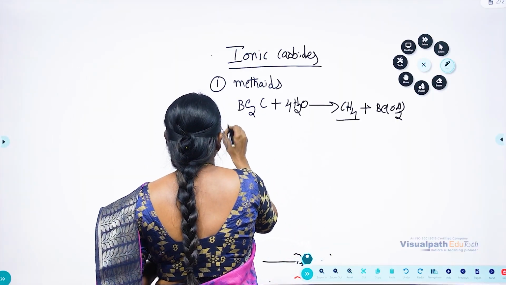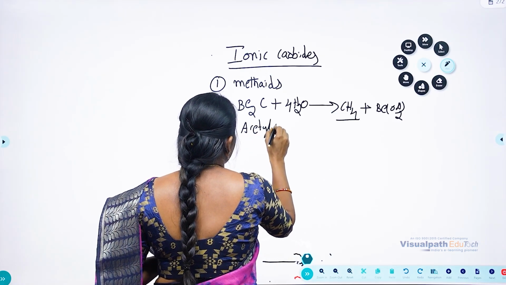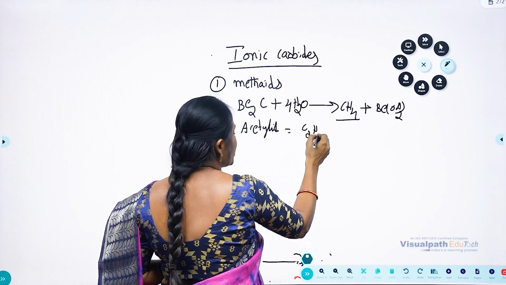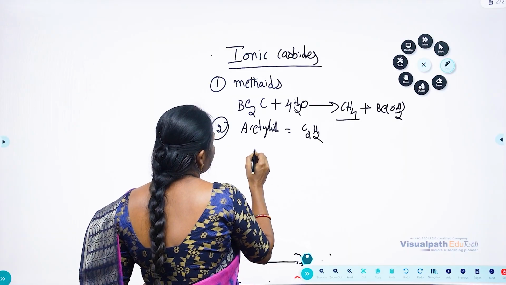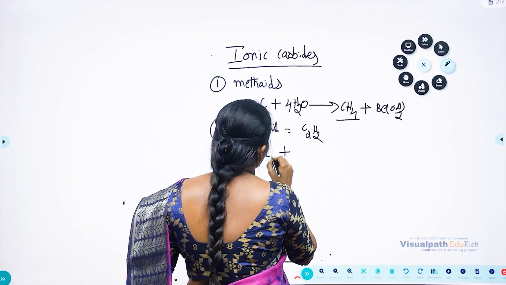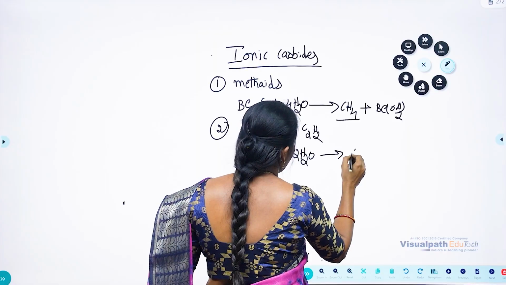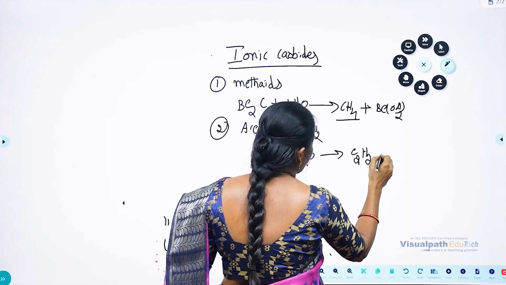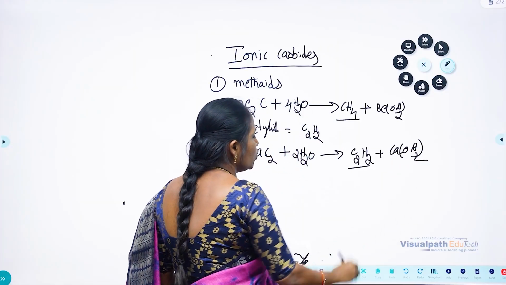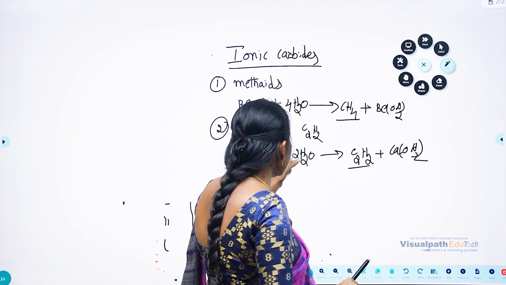And second one is the acetylides, means formation of acetylene, that is C2H2. So here the example is calcium carbide with two water molecules. Here it forms C2H2 and also calcium hydroxide. Here C2H2 is the acetylene. The formation of acetylene is known as acetylides.